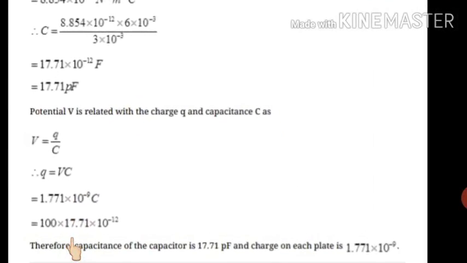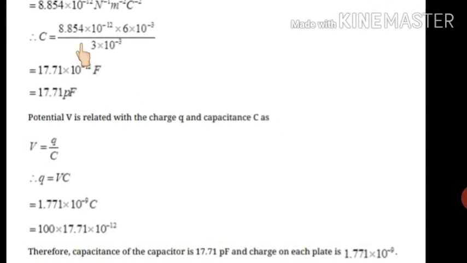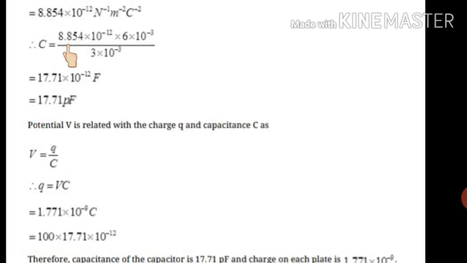Okay. So in place of epsilon naught, this is the value of epsilon naught. It is written. This is what? A, area, 6 into 10 to the power minus 3, and this is distance. So when we will solve it, you will have this value, and this 10 to the power minus 12 could be written as picofarad. So this is the capacitance of the parallel plate capacitor.